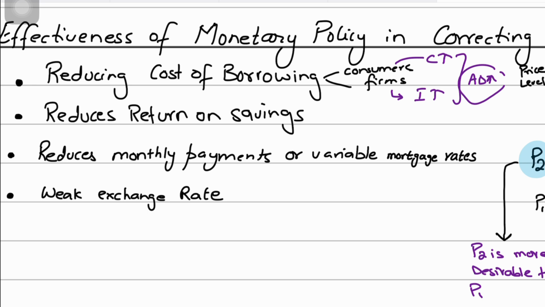So consumer spending would increase, and again consumption goes up in the AD equation. So there are two reasons why consumption is going up. One reason is that borrowers find it cheaper to borrow, and secondly, a lot of those people who were saving their money will now prefer to borrow more and spend more rather than save more.